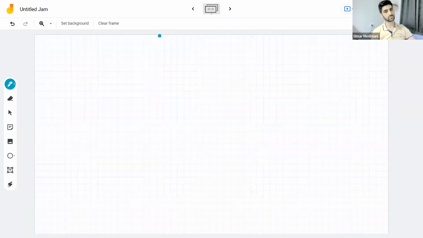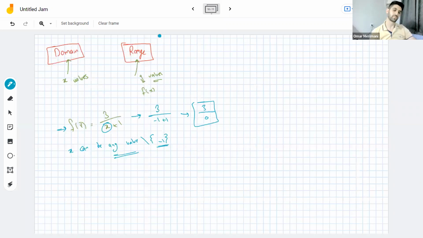The number that we can't use changes from function to another. What do you mean changing from function to another? No, the idea of domain is the numbers that you cannot use because if you use them, it's going to be a problem. One more example to make sure that you understand well.